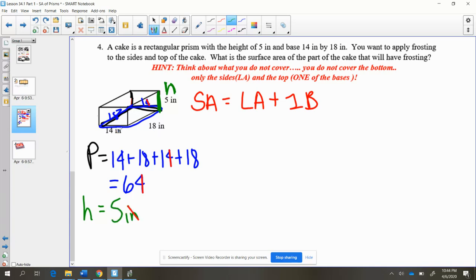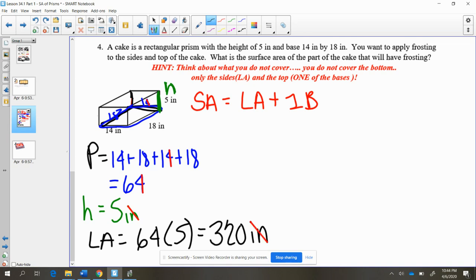So our total lateral area that we are going to find here first to be able to plug into the other formula, the lateral area is that perimeter of the base times the height. Let's take a moment to calculate that. Should have had 320 square inches. Again, that's your lateral area, 320, right? But we also need to take the area of that base.